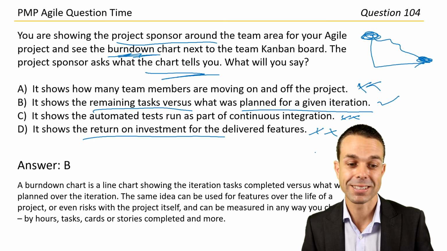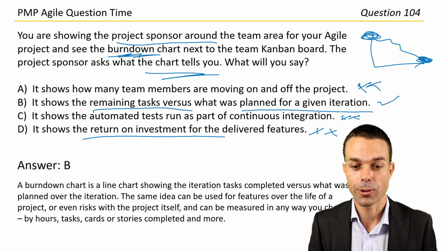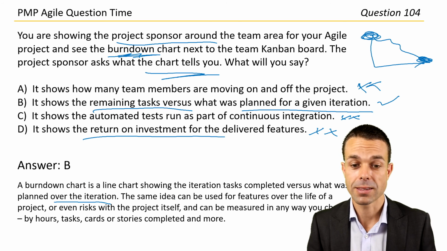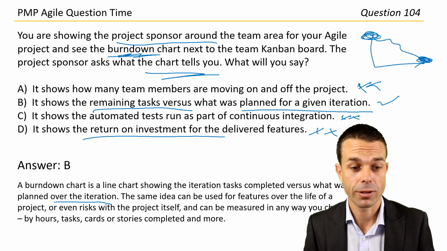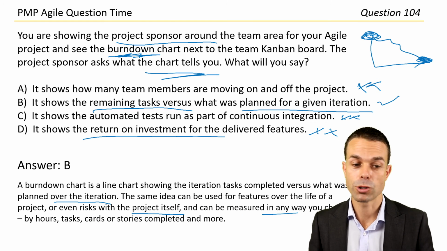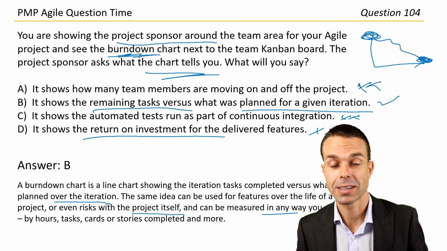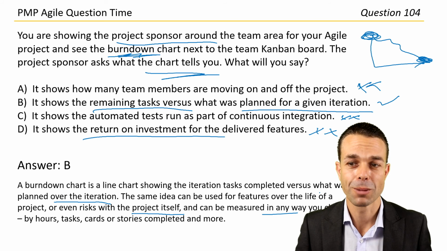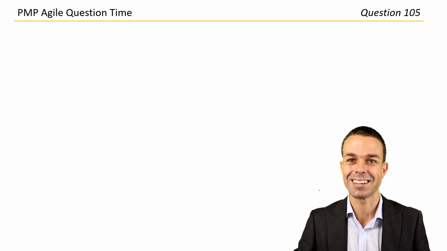Great. A burndown chart is a line chart showing the iteration tasks completed versus what was planned over the iteration. The same idea can be used for features over the life of a project, or even risks within the project itself, and can be measured in any way you choose by hours, tasks, cards, or stories completed, as long as the team agrees on that way of work. Well done, guys. All right, let's get into the next question.